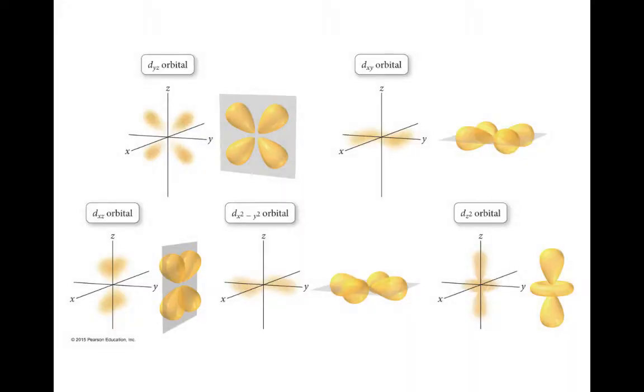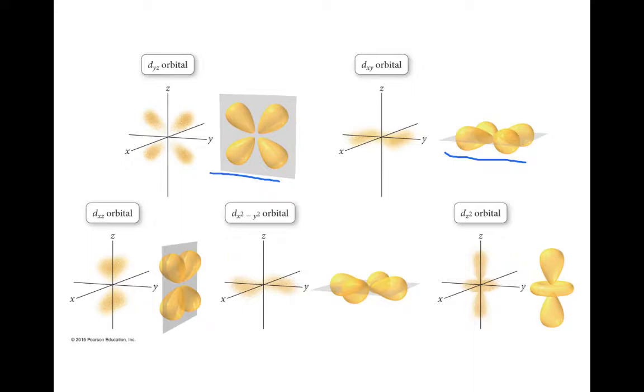And so there we have a dyz orbital, and it's got its lobes in the yz plane. We've got a dxy orbital here, and it's kind of hard to see, but its lobes are in the xy plane. You can see that the lobes themselves pass between the x and y axes. They don't actually lie on the axes.